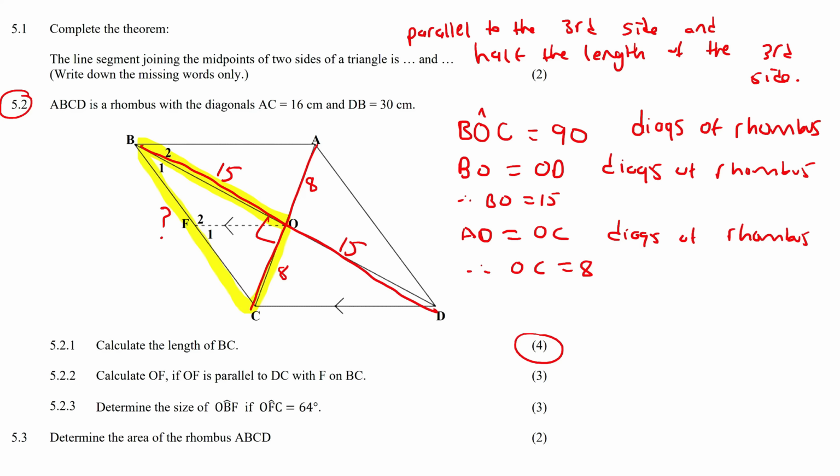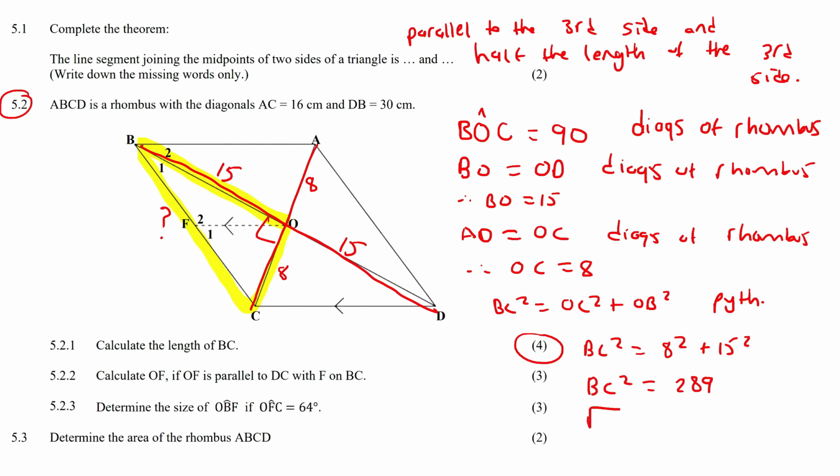So we could then say that BC squared is going to be equal to OC squared plus OB squared, and that's just because of Pythagoras. And so BC squared is going to be equal to 8 squared plus 15 squared, and so BC squared would be 289, and then of course we square root that, and that'll be 17. So the length of BC is 17 centimeters.